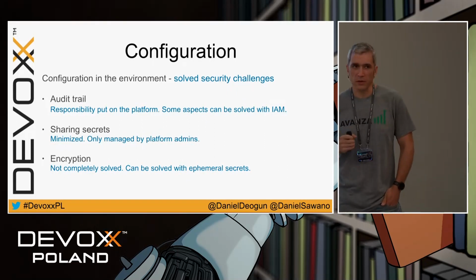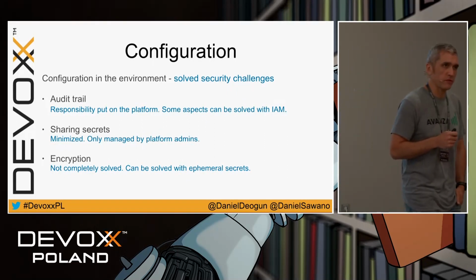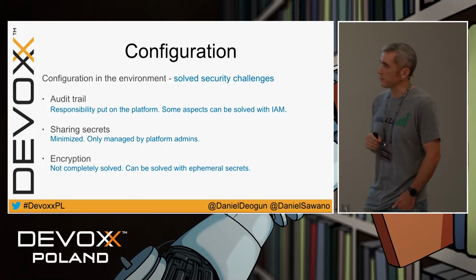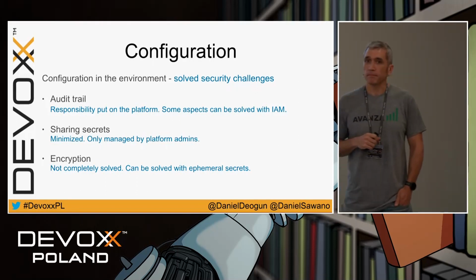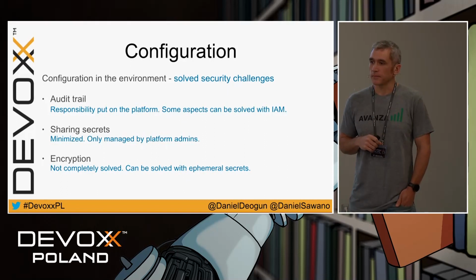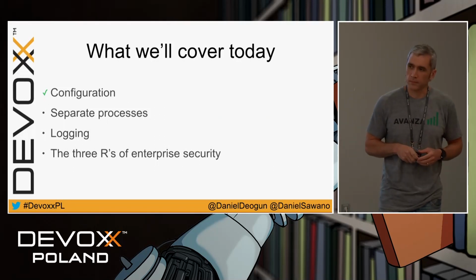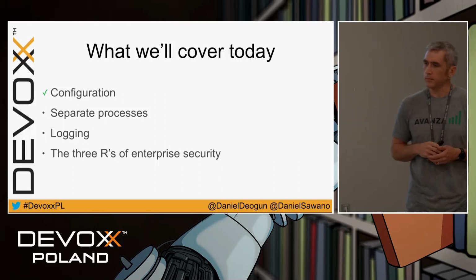Now, one way we can solve that is by using ephemeral secrets, which is something we're going to talk about later in the presentation when we talk about the 3 Rs. So we'll come back to that topic later on. Keep it in mind, ephemeral secrets, 3 Rs. Yeah, let's go there.